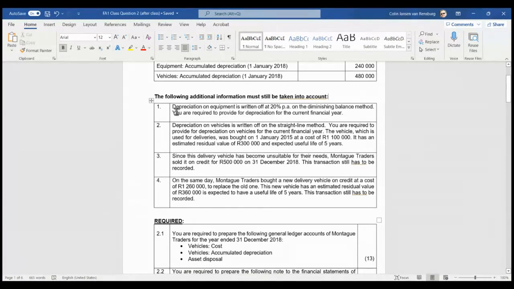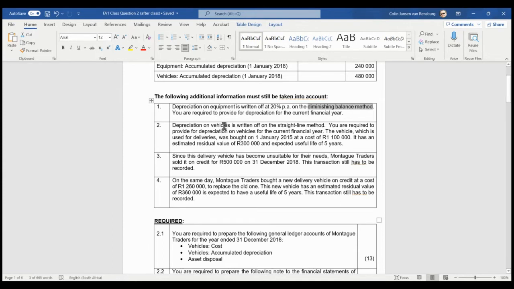The first one there, they say depreciation on equipment is written off at 20% per annum, or per year, on the diminishing balance method. So a lot of information already. First of all, the depreciation on equipment, that is what we must take note of. It's written off at 20% per annum. So that is our depreciation rate. Which method are we using? The diminishing balance method, right? So lots of information there.